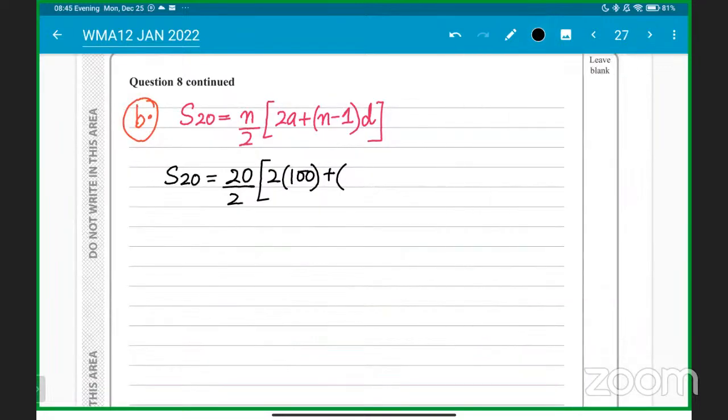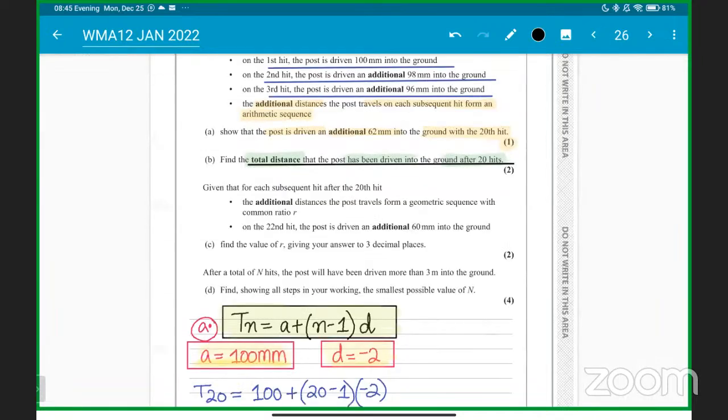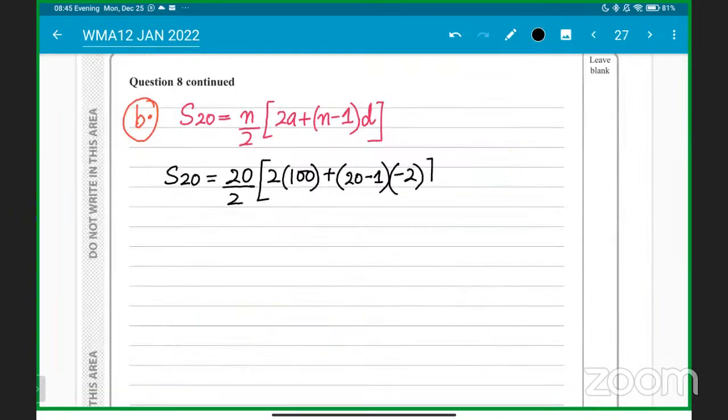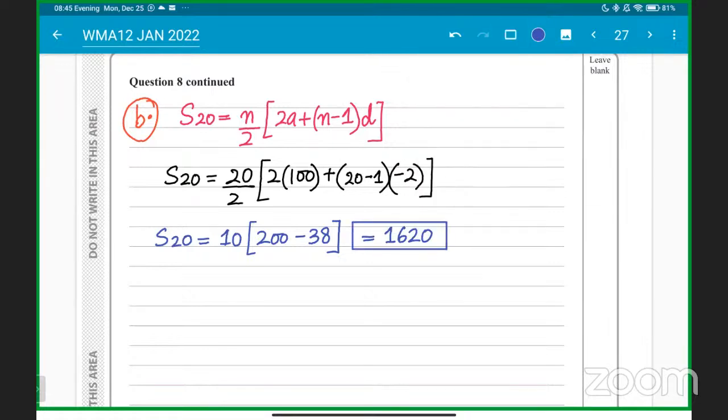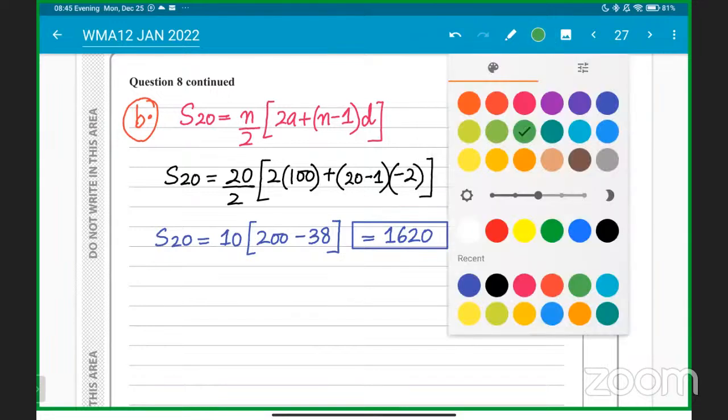So we have n minus 1, that is 20 minus 1, and the common difference will be -2. It's a very good question, followed by a summation question that I'm going to do next. So the sum of the 20 terms will be 20 divided by 2, which is 10, times 2 times 100, which is 200, plus 19 times -2, which is -38. So 200 minus 38 is 162, and multiplying by 10, I got 1620. Understood? So the answer for part B is 1620.